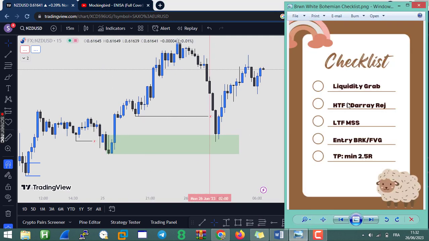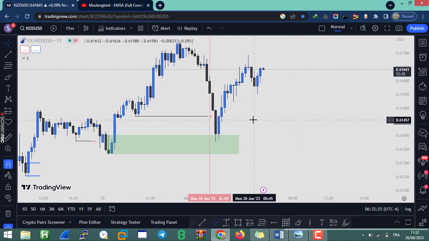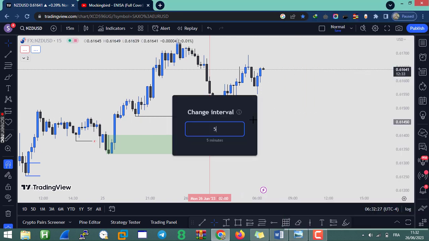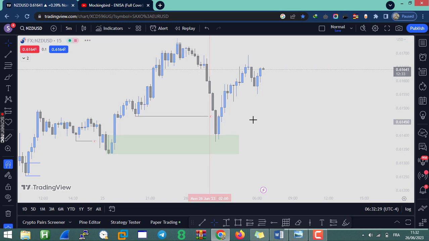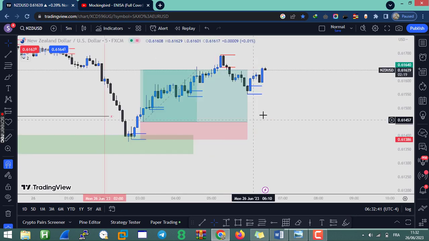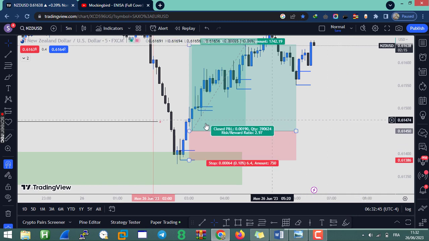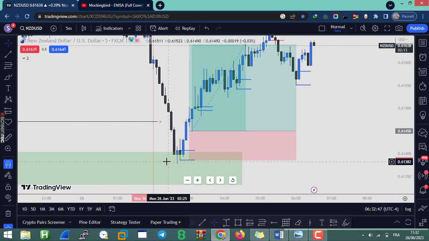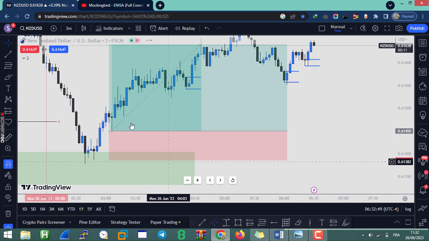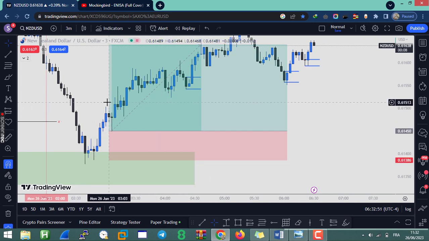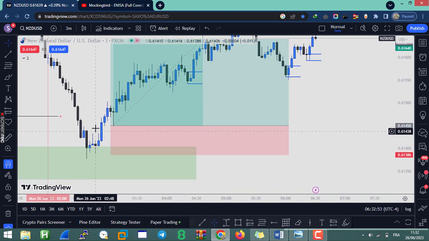The next thing is lower time frame market structure shift. The lower time frame is the 5 minute or the 3 minute. I don't go below the 3 minute. All right, guys, the 3 minute is the max I zoom in for. So we have this market structure shift right here, so the third condition is met.